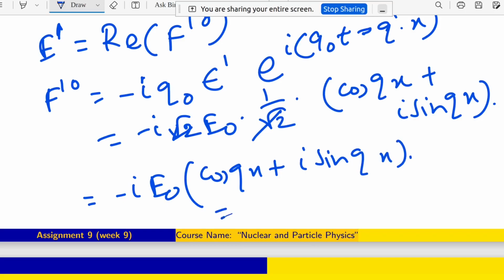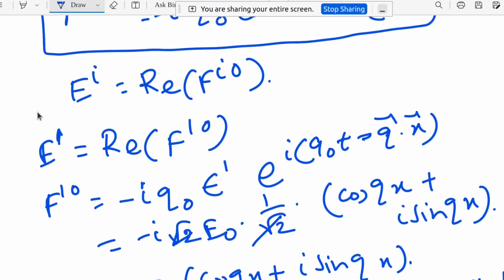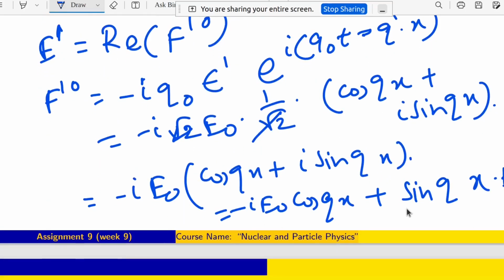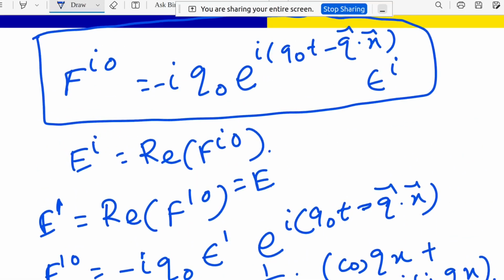Now you can see, if I just do a little bit of calculation, then it will be minus I E0 cos qx, minus minus will come as plus sin qx into E0. And as E1 is real of F10, you can see the real part is nothing but E0 sin qx. So E0 sin qx. Sorry, sin qx. So this is the expression for E1.